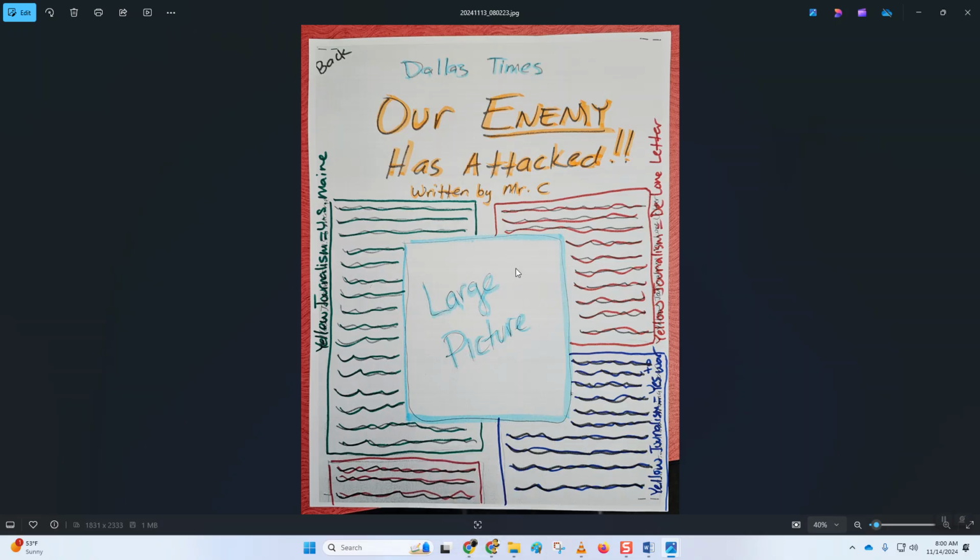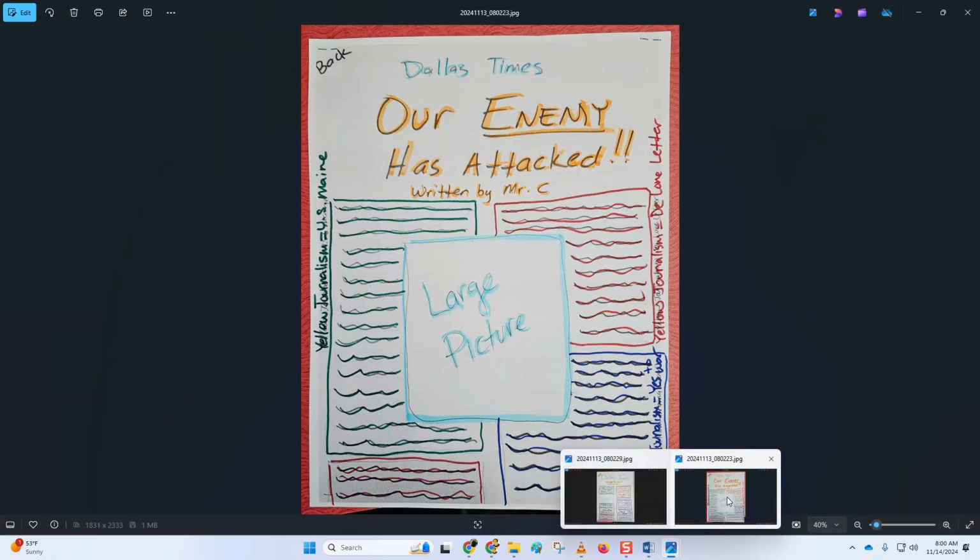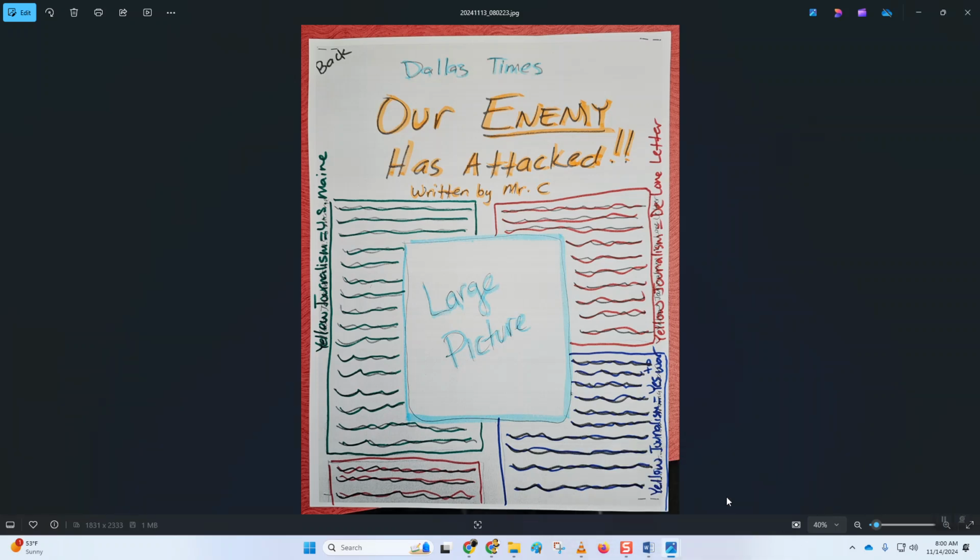Picture is much larger right here in the center. Again, it should stand out. So if you look at the little one on the other one, picture to the left, small, picture much bigger, right in the center of the article. And that is your yellow journalism newspaper.